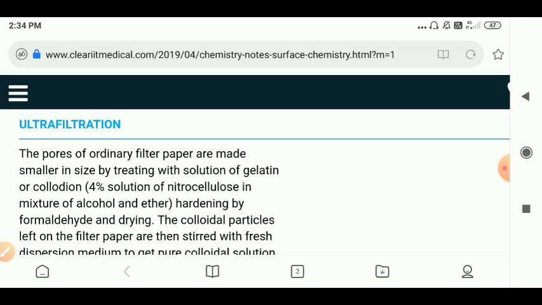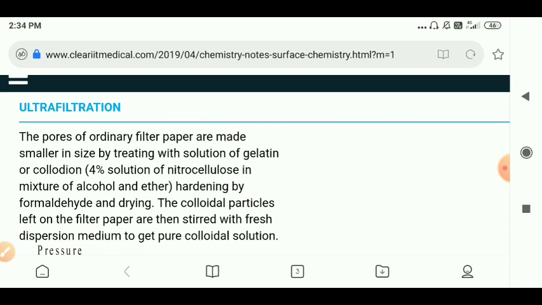So what are we saying? The ordinary filter paper has to be made smaller in pore size. So how is it made? It is treated with a solution of gelatin or collodion. Collodion is nothing but a 4% solution of nitrocellulose in a mixture of alcohol and ether. We prepare the 4% solution of nitrocellulose in alcohol and ether and treat the filter paper with it, and we get an ultrafilter. Finally the ultrafilter is hardened. Hardening means you soak it in formaldehyde, leave it, take it out and dry it, and we get an ultrafilter. It contains minute, smaller holes.